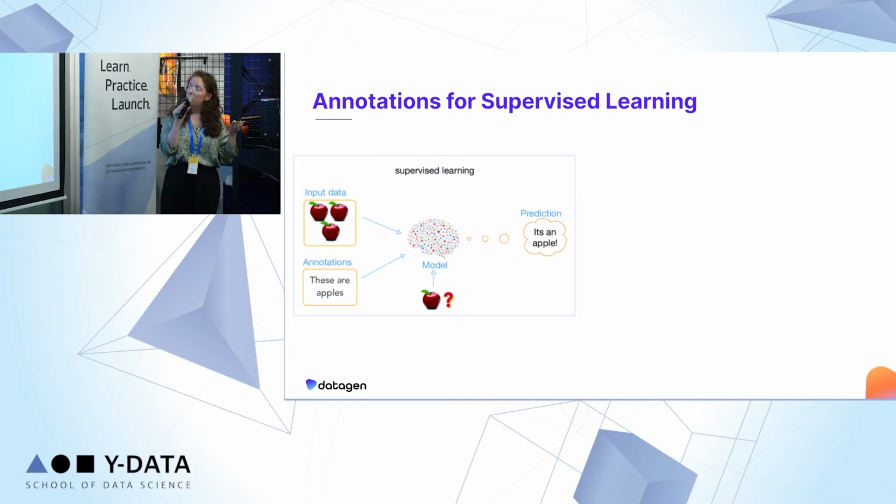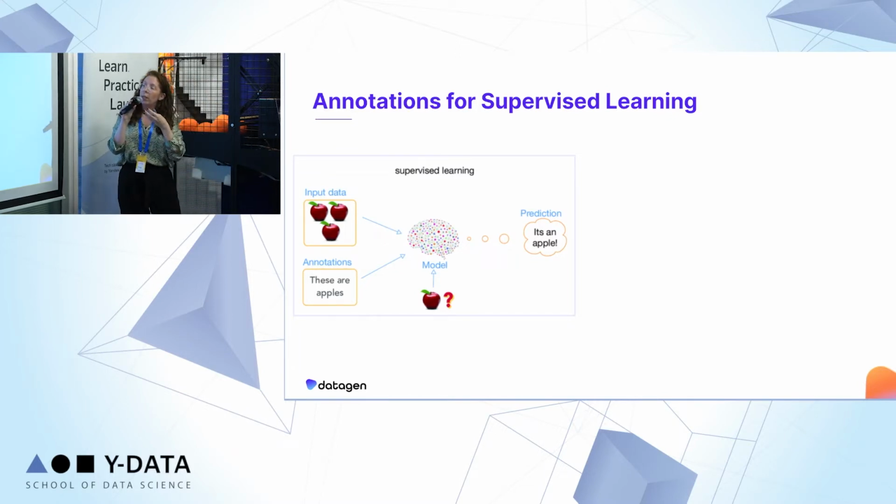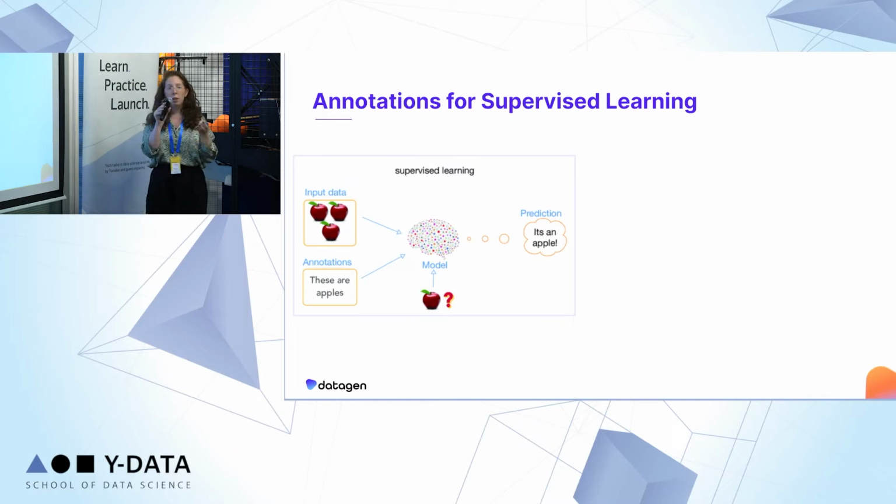Once the model provides this prediction, for example, apple, we can go back and compare it to the original annotation or ground truth. Okay? So for the remainder of this talk, if you hear labels or annotations or ground truth, I mean them interchangeably, only for the purpose of this talk. Okay, great.